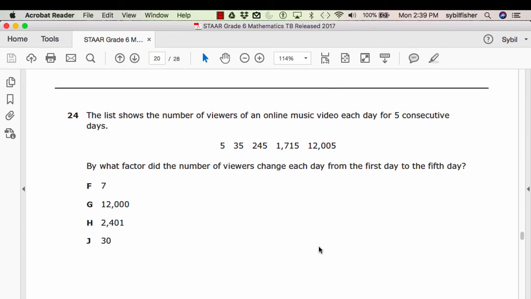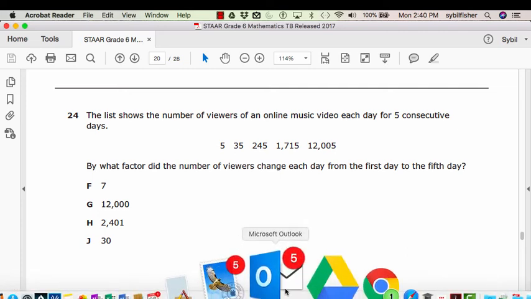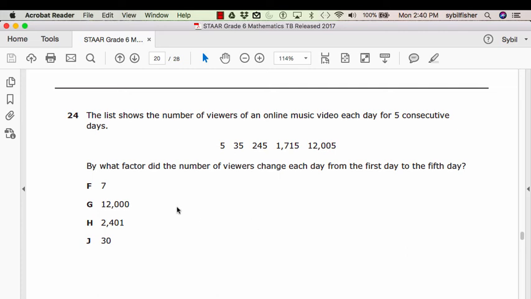Number 24. The list shows the number of viewers of an online music video each day for 5 consecutive days: 5, 35, 245, 1,715, 12,000. By what factor did the number of viewers change each day from the first day to the 5th day? F, 7 was the factor that number of viewers changed each day. G, 12,000. H, 2,401. Or J, 30.